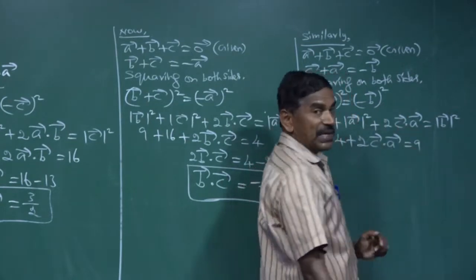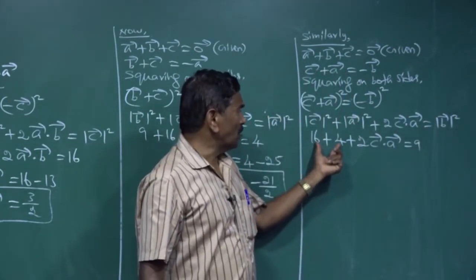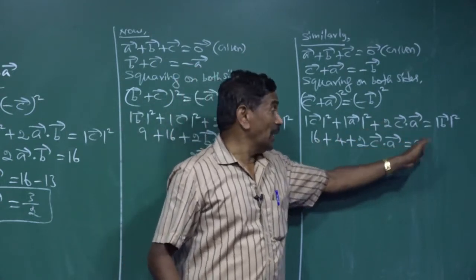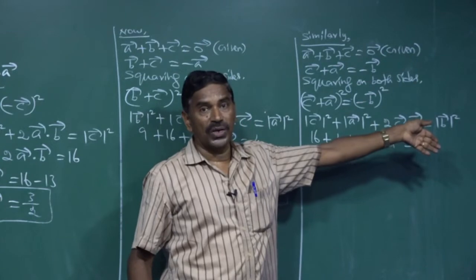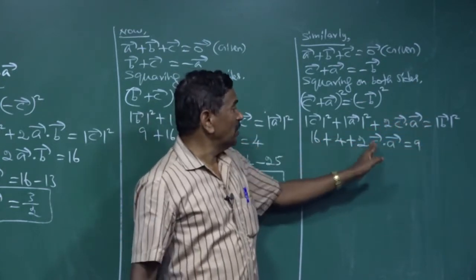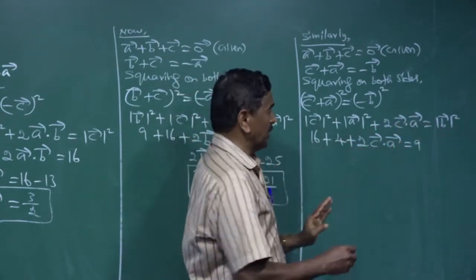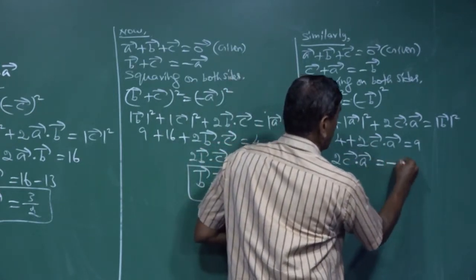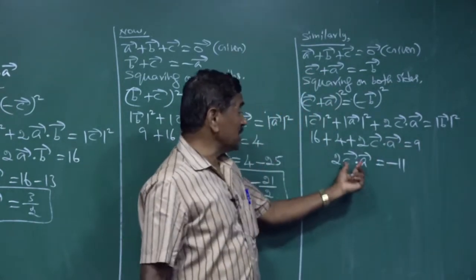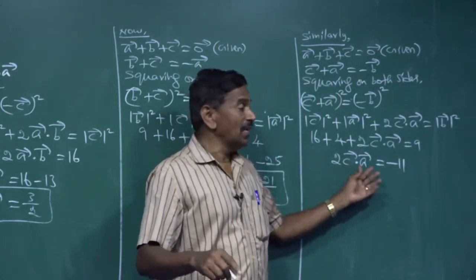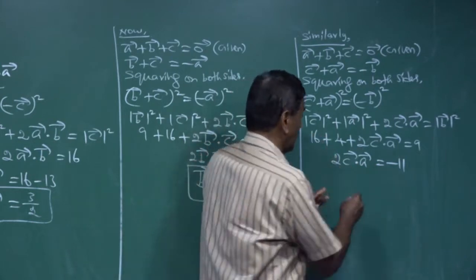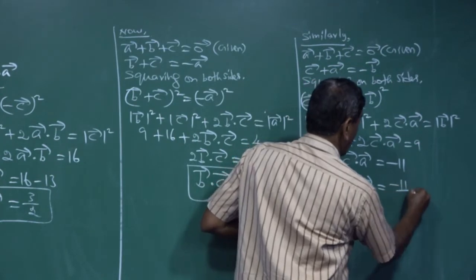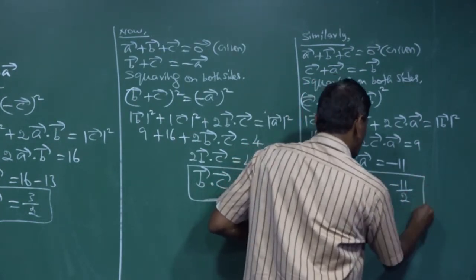Now do the simplification yourself. Now listen. 16 plus 4 is 20. Plus 20 goes to the right as minus 20. So 9 minus 20 is minus 11. Then 2 C dot A equals minus 11. 2 C vector dot A vector is equal to minus 11. Can you tell me what is C vector dot A vector? Yes, minus 11 by 2. So C vector dot A vector is equal to minus 11 by 2, which is the third answer.